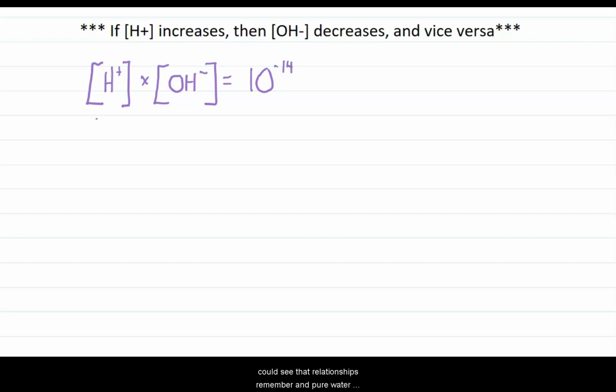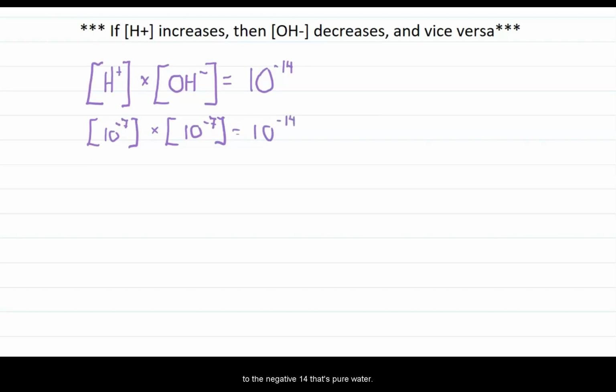Remember, in pure water, your concentration of your hydrogen ions was 10 to the minus 7. The concentration of your hydroxyl ions was also 10 to the minus 7. When you multiply those two numbers together, you get 10 to the negative 14. That's pure water.